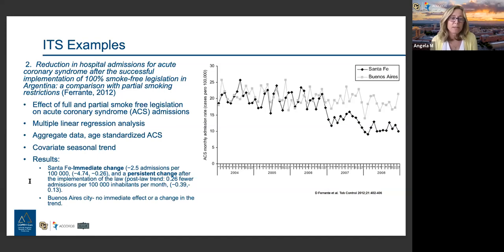And when they did do the model, they saw that Santa Fe did have that immediate change. So Santa Fe is the one that had the full smoking ban, the black line, black dots you see. They had an immediate change post ban, and that change did persist, meaning that it continued to drop over time in the post period. Whereas Buenos Aires, the gray line, didn't see any effect. They're the ones that had the partial ban. So that didn't seem to affect the acute coronary syndrome admissions.